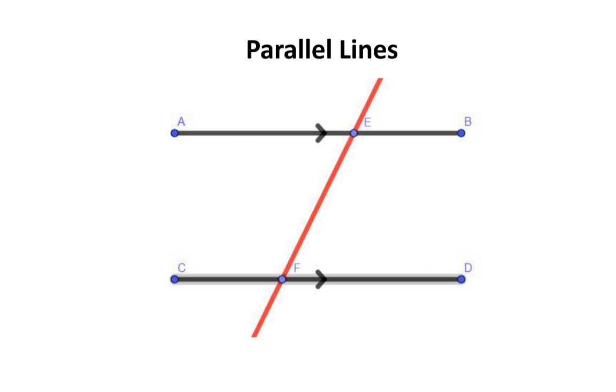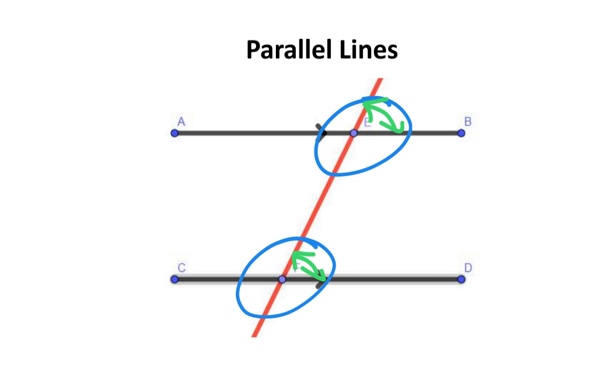It is often very difficult to remember the C, F, and Z pattern. Here is a useful shortcut. The angles here are identical to the angles down there. In other words, this angle is identical to this angle. This angle is also identical to this angle. This angle is identical to this angle. And not surprisingly, this angle is identical to this angle.